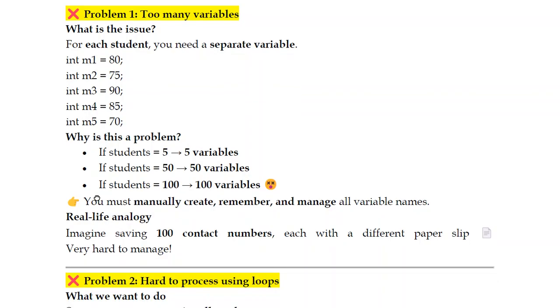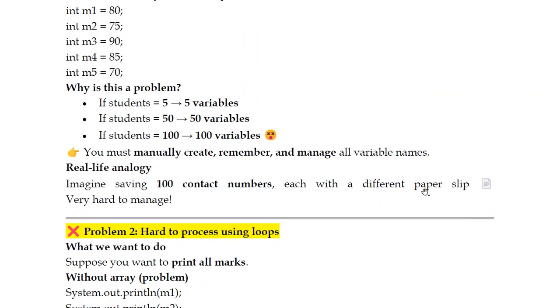Imagine saving 100 contact numbers, each on a different paper slip. Very hard to manage, am I right? Each and every paper slip, you are writing numbers one by one. So how many papers will come? 100 papers. Same thing you are doing now.